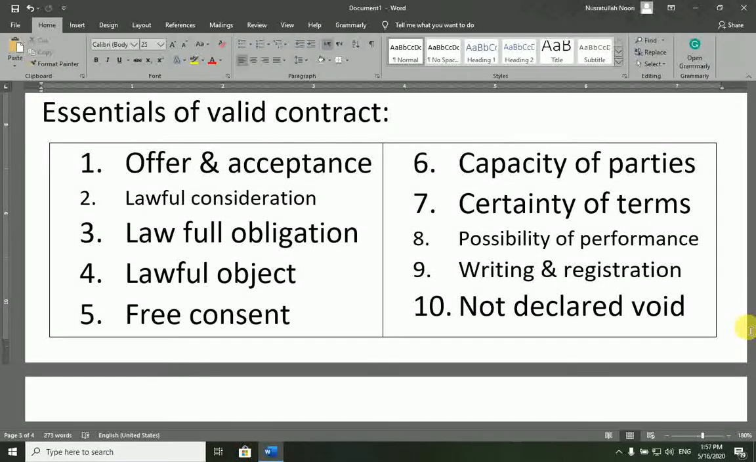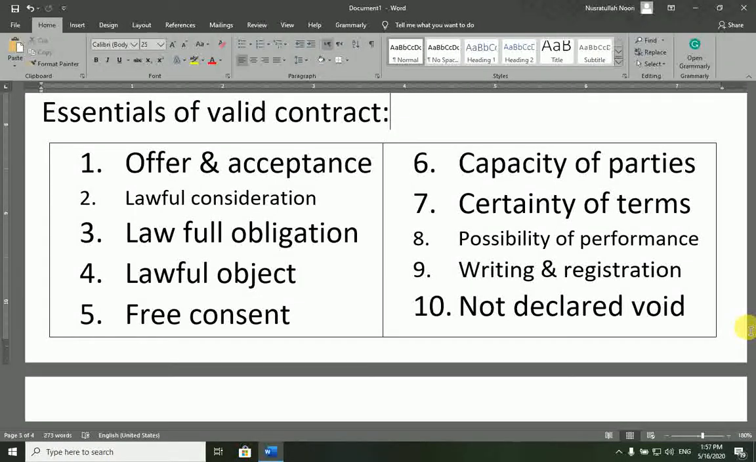So let's start. The first one is offer and acceptance. A contract starts with an offer, and then that offer is accepted. If an offer is made and not accepted, the contract cannot come into existence. Without offer and acceptance, a contract cannot come into existence.